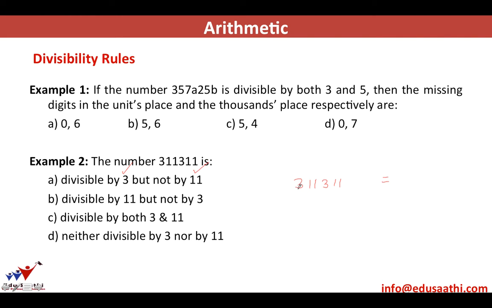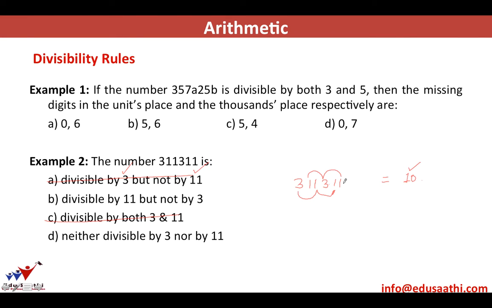So if I just add them up, 3, 4, 5, 8, 9 and 10. So the sum of all the digits is 10. 10 is not a multiple of 3, so that means the number is not divisible by 3. So this option is eliminated. Divisible by 3, this option is eliminated. So that means my answer is either B or D. So I'll follow the divisibility rule for 11. I'll form the sum of alternate digits.